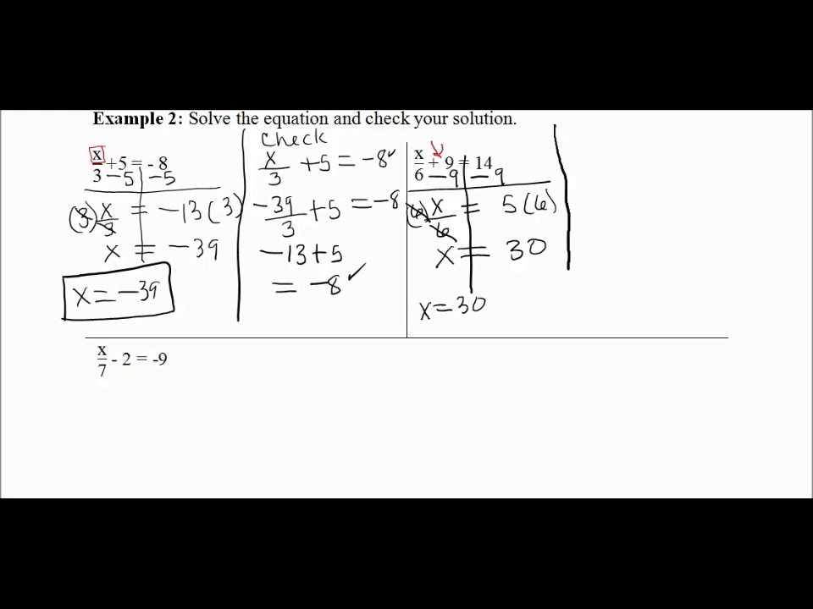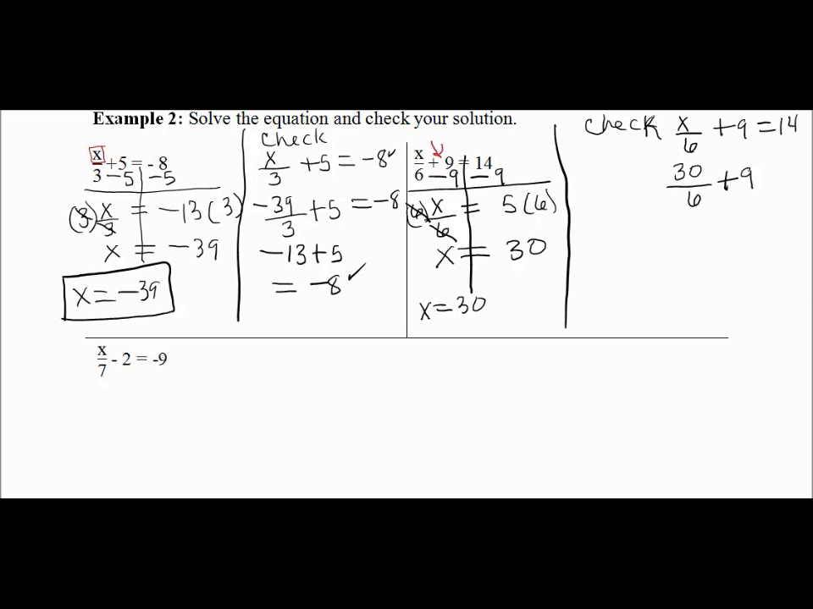I want to check my solution because I could have made a mistake somewhere and I just need to check it to make sure that I've done it correctly. The original problem was x over 6 plus 9 equals 14. I'll replace that x with 30. And when I work this out, if it equals 14, I know I have the correct answer.